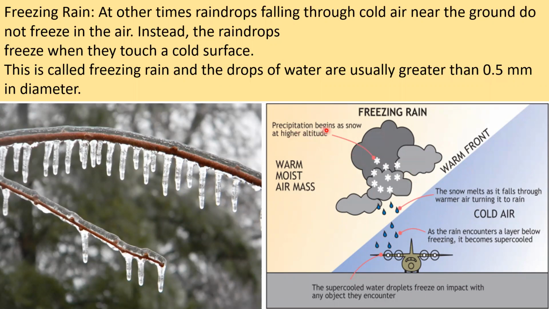The precipitation begins as snow at higher altitude, and when it reaches the warm, moist air mass, it melts into water droplets. Again, the snow melts as it falls through the warmer air, turning into rain. Again, as the rain encounters a layer which is below the freezing point temperature, it becomes supercooled and the raindrops freeze. The supercooled water droplets freeze on impact with any object they encounter.